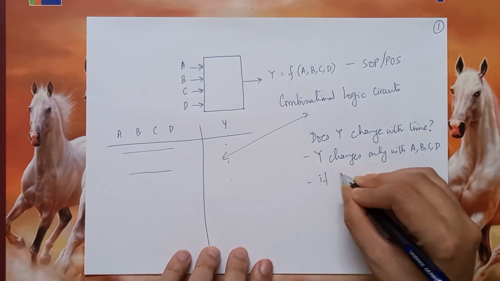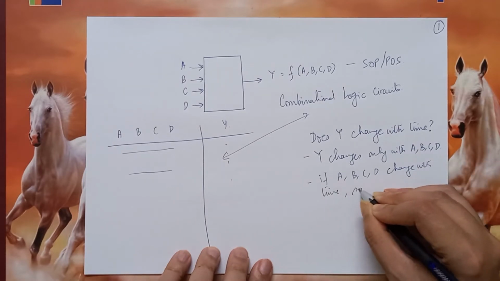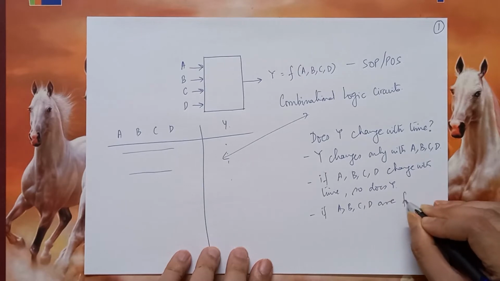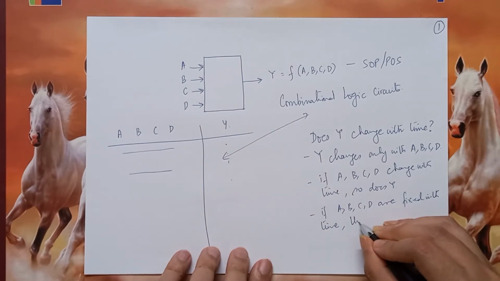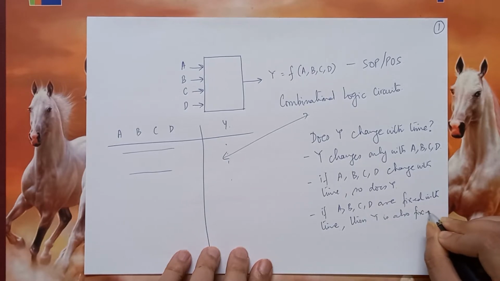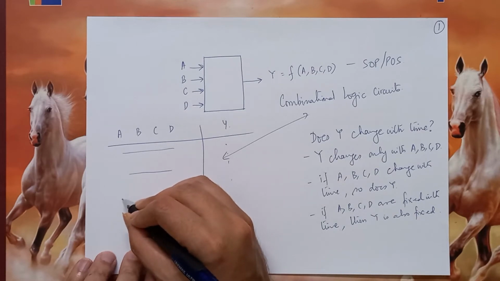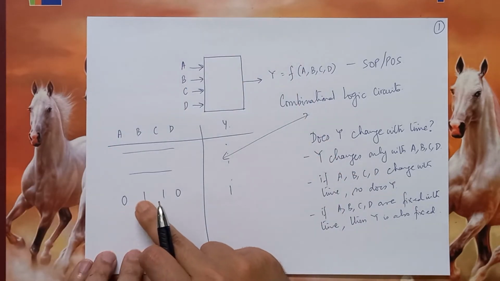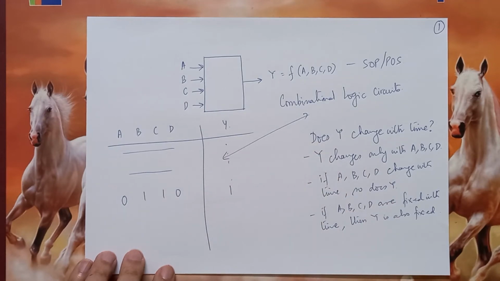So if A, B, C, D change with time, so does y. If A, B, C, D are fixed with time, then y is also fixed, right? Supposing A, B, C and D is 0, 1, 1, 0 and y is supposed to be 1. If I keep the system in such a way that the values of A, B, C and D are always 0, 1, 1, 0, no matter how much time passes, 1 second, 10 seconds, 10 minutes, 1 hour, a week or even a year, y will continue to be 1.